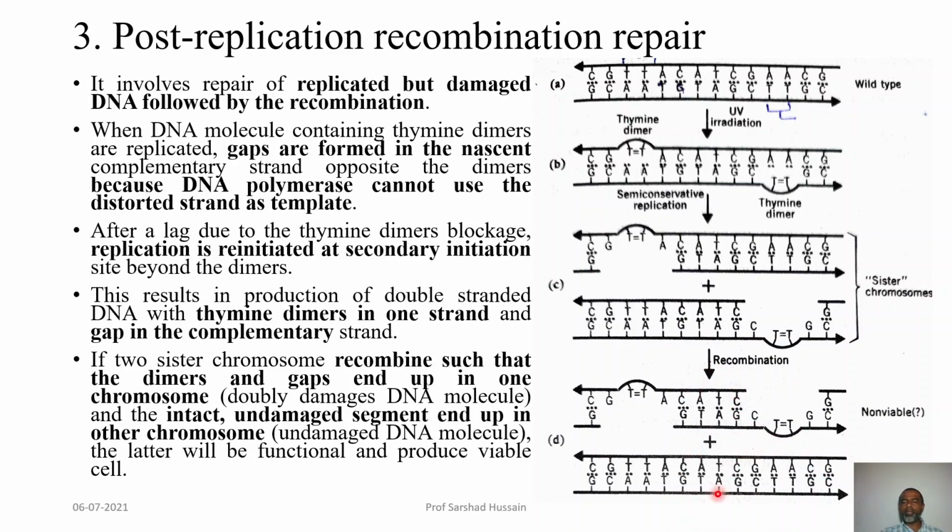So, this is an unusual type of recombination that sometimes takes place after the replication in order to correct, because otherwise it is not possible to correct both the strands at a time. So, it chooses a way that lets one of the chromosomes be totally defective and the other chromosome be totally repaired and totally correct, or the wild type. So, this is called the post replication recombination repair.